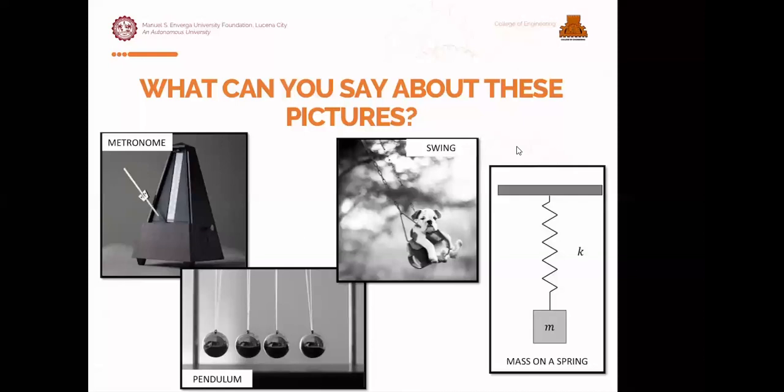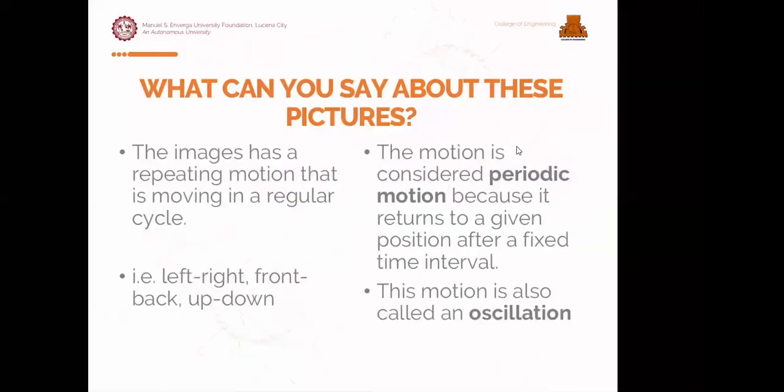So bali nag-oscillate tayo. Pero ano ba yung ibig sabihin ng oscillation, no? So yung images or photos shown have a repeating motion, moving in a regular cycle. As we can observe earlier, meron tayong left and right motion, front and back, tapos up and down motion. So this particular motion is considered periodic motion because it returns to the given position after a fixed time interval. Okay? Sometimes this motion is also called an oscillation. Meaning, kapag meron kayong movement na nagre-repeat lang yung cycle niya, ang tawag sa kanya is oscillation.